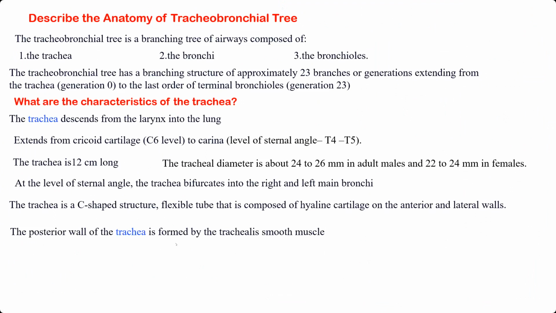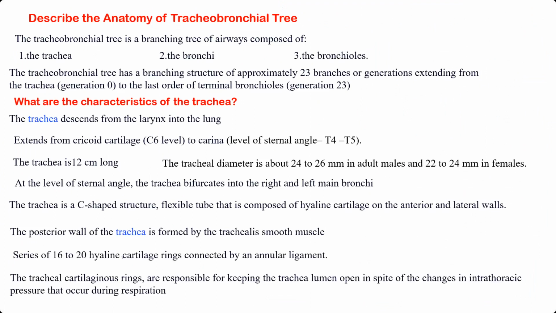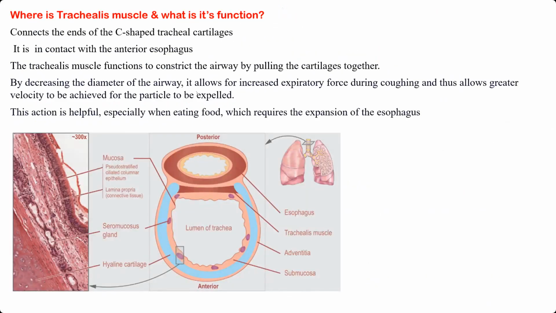So the posterior wall of the trachea is formed by the trachealis smooth muscle, and it is made up of 16 to 20 hyaline cartilage rings. So it is not constant, it may vary from person to person, connected by annular ligament. And the cartilaginous rings are responsible for keeping the trachea open in spite of the intrathoracic pressure occurring during respiration. Okay. Now this is the trachealis muscle which you are seeing here.